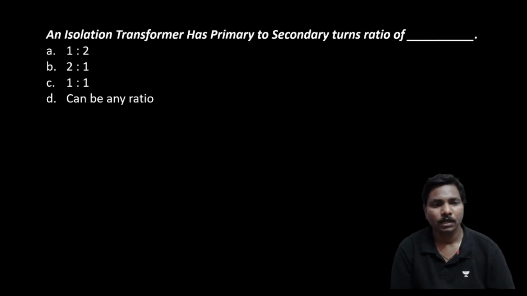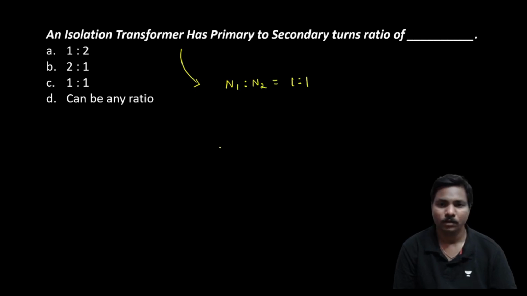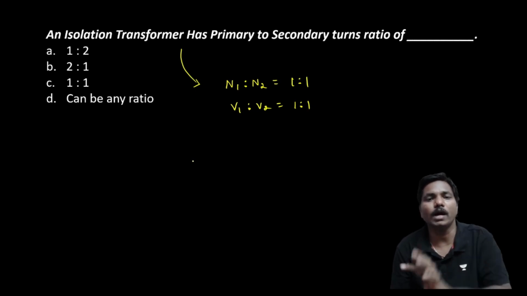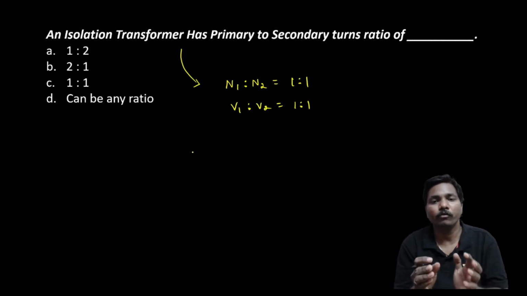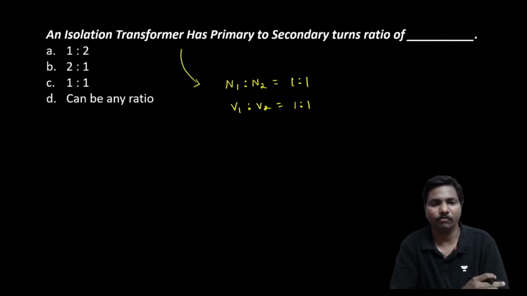Isolation transformer has primary to secondary turns ratio of 1:1. Turns ratio is 1:1, that means the voltage ratio is also 1:1, so it does not step up or step down the voltages. Then why is it required? In electronic circuits, if you want to isolate, and if you want to shock proof, then we use this isolation type of transformer.